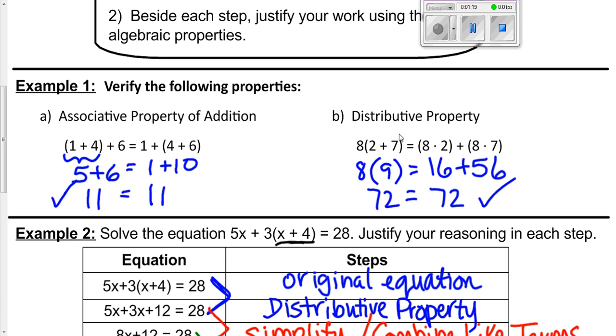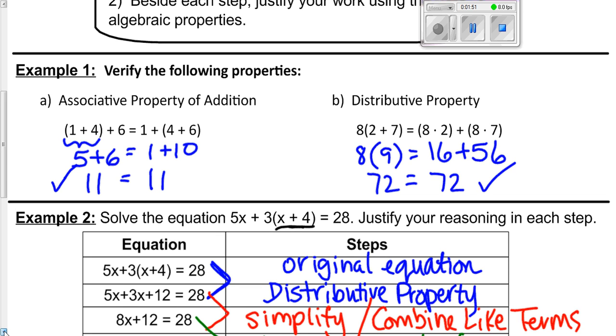Distributive property, showing that two numbers inside the parentheses with a number outside can be multiplied by the number outside of the parentheses. So you can add 7 and 2, get 9. 8 times 9 is 72. Or I can show that 8 times 2, 8 times 7, multiply, then add them together. So there's two properties.